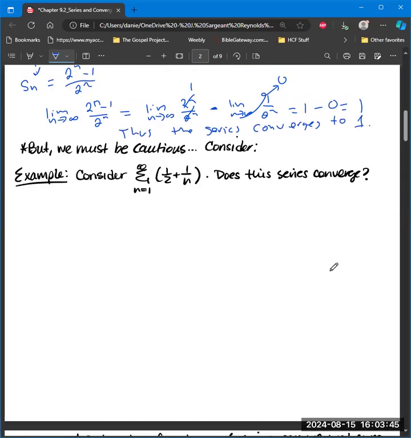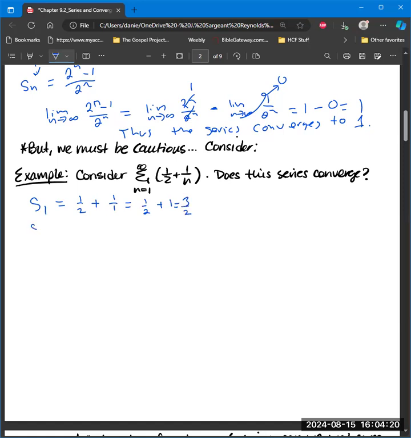But we must be cautious, so consider the series n equals 1 to infinity of 1/2 plus 1 over n. So if we look at this, S1 is going to be 1/2 plus 1 over 1, which is 1/2 plus 1 is 3/2.